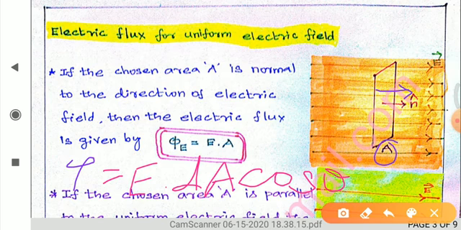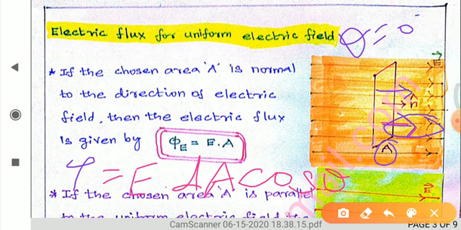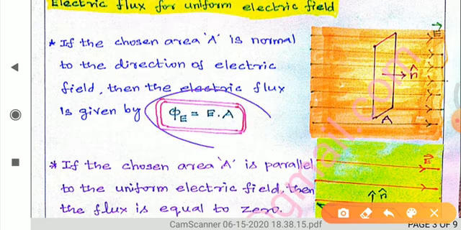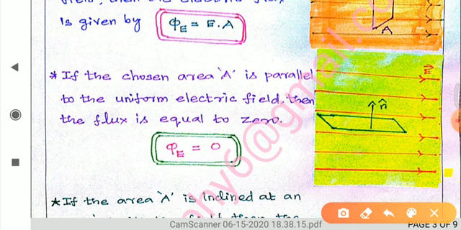Then what about theta? The theta value is essential. Here we can understand that this is the direction of the normal drawn to the surface. What is the direction of the electric field? Both are the same, so the theta value will be equal to 0. What is the value of cos 0? Cos 0 is equal to 1. So we get the value phi E is equal to E dot A. Are you clear?